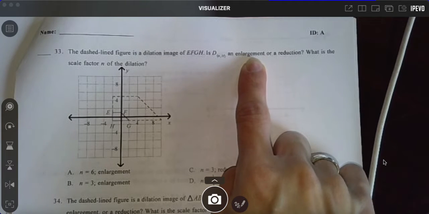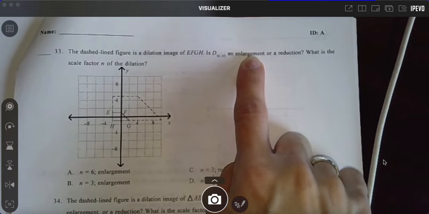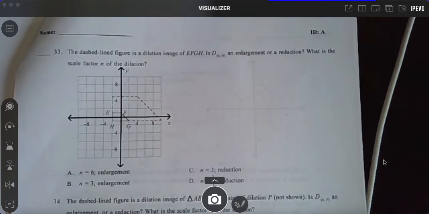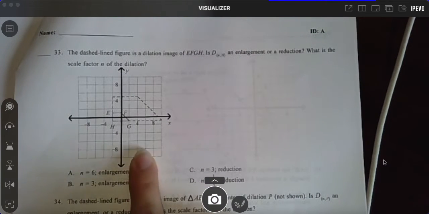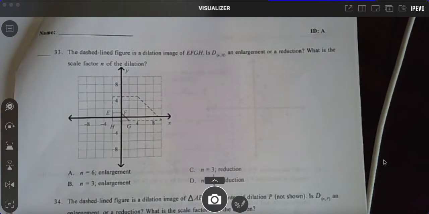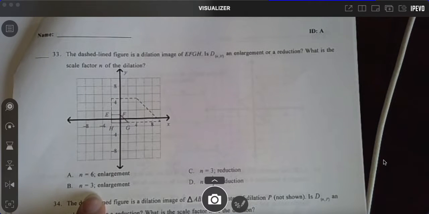It's going to be the same on your test. It's always, what is the dotted line? Well, it's an enlargement. Y'all, that's half the credit on that. That's all you had to say. But then it says, now you have, so it's either A or B. Now you have to say the scale factor. So you're looking at, did it get 6 times bigger or 3 times bigger?